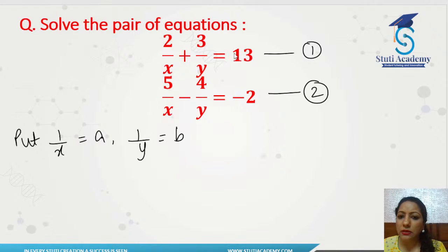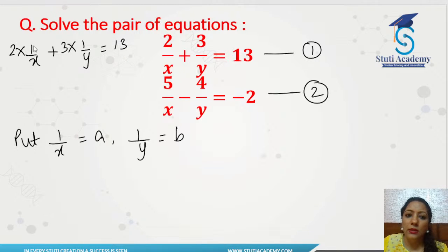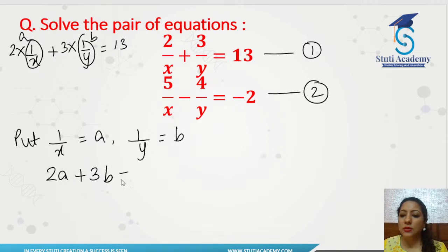Now I'm writing it in a bit different way. 2 over x can be written as 2 times of 1 upon x. 3 over y can be written as 3 times of 1 upon y is equal to 13. This is a, that is what I've taken, and this is b. So this equation, the first one, can be written as 2a plus 3b is equal to 13.